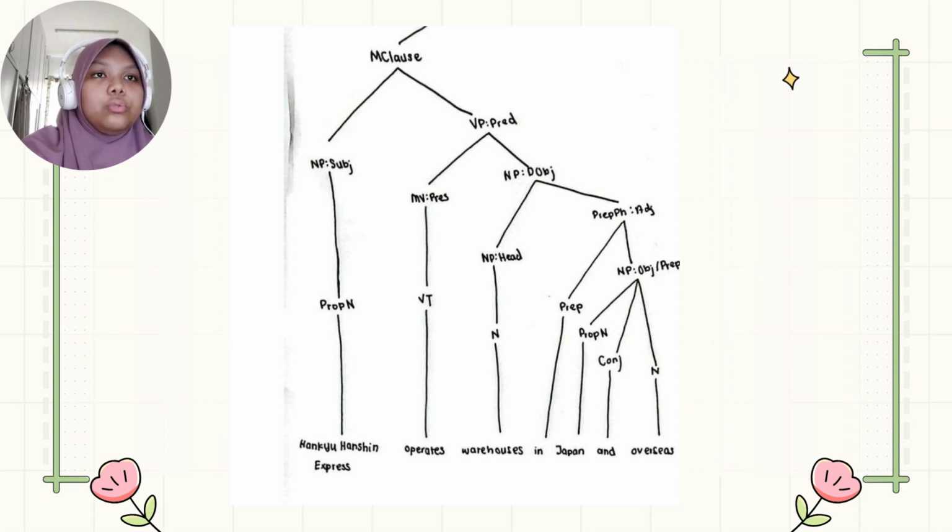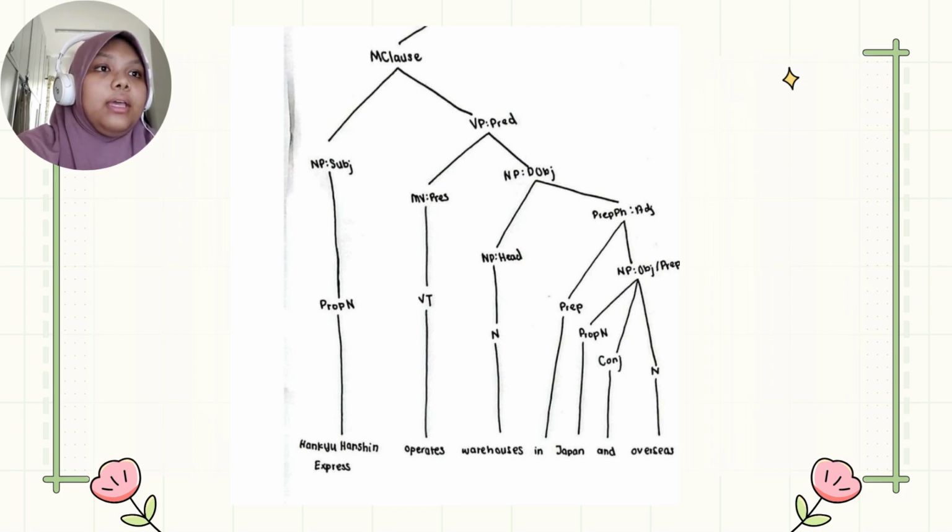And then we have two more branches under the verb phrase predicate. The first one is the main verb, which is in present tense, no aspect, no aspect of perfect or progressive, and the type of verb is VT, which is a transitive verb. So operates. When it is VT, it comes with a direct object here. Noun phrase direct object. So what is the direct object here? The direct object here is the warehouses.